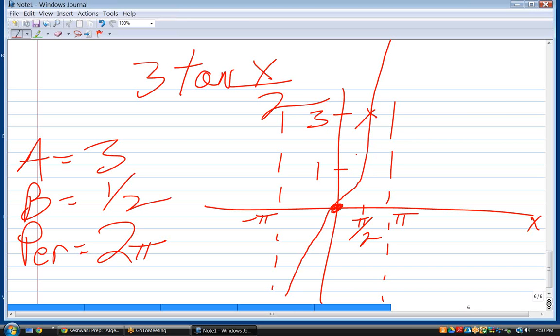A vertical stretch for the tangent curve is like if this was a piece of string or wire, and you pulled up on that end and down on that end, you would create a vertical stretch factor.